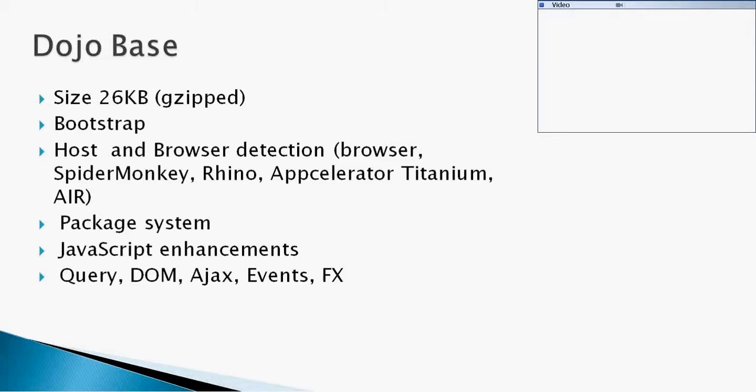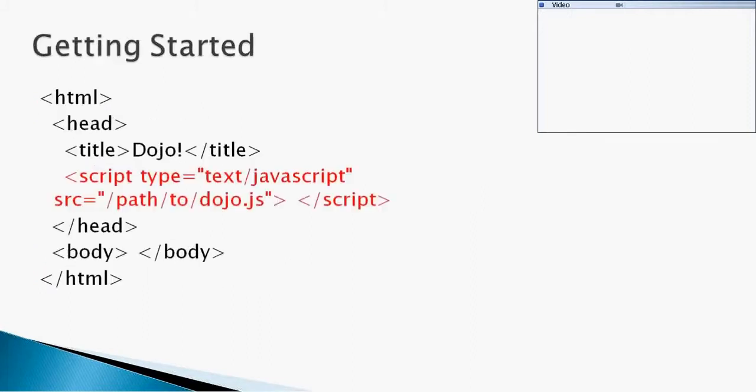Ajax, again for Ajax, there is very good support in Dojo. Similarly, events, handling events, and FX is for animations and all. That all is there inside the base itself. So even if you are using the 26 KB file, you are getting this much. Okay, quickly let's go. So this is how you include Dojo inside your web application. All you have to make sure is that the path should be correct where you have downloaded it.